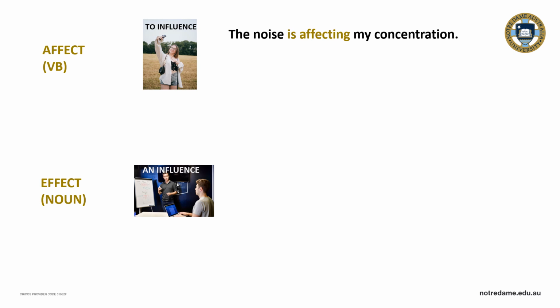For example, the noise is affecting my concentration. The noise is having a bad effect on my concentration. The meaning is pretty similar. The first one is affect as a verb with a, and the second one a noun with e. But to make things a little trickier, both of these words also have the other form with a different meaning. Yes, peculiar.